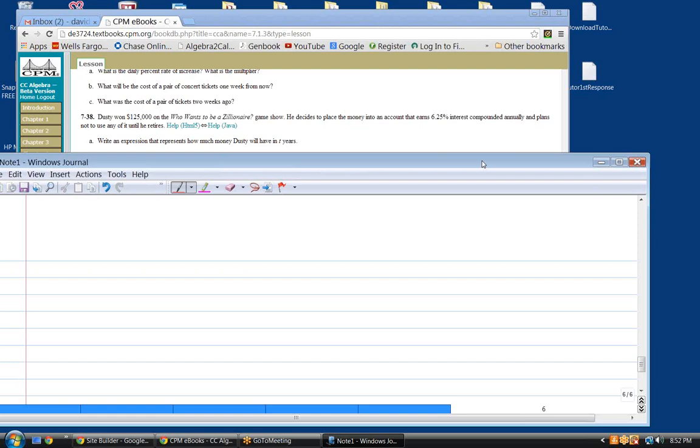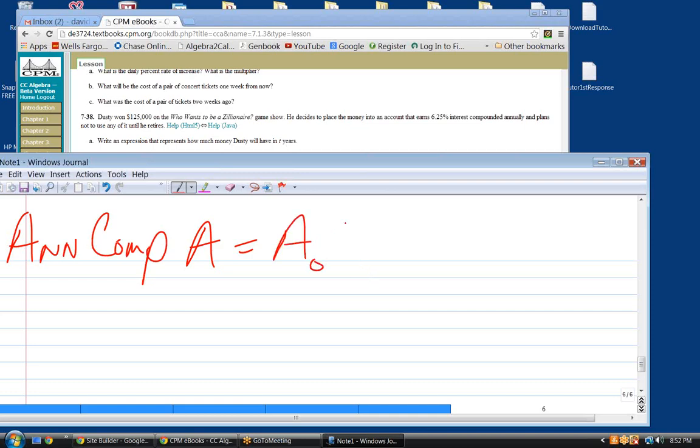There are 3 formulas that are key when you're dealing with exponentials. There is the amount of money you have at the end of a period of time. If you have annual compounding, the formula is the amount you start with times 1 plus the interest rate you earn, all to the number of years you have it compounded.